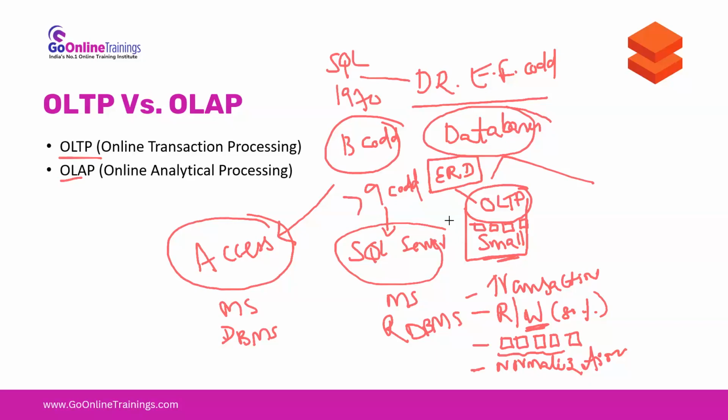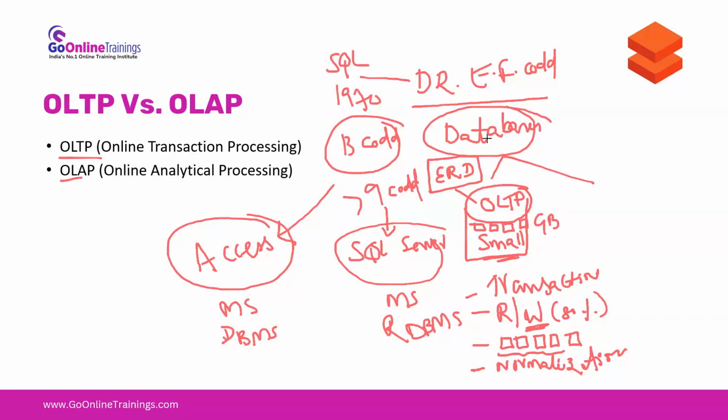Clear? So end users are connected to the PhonePe application, and PhonePe is going to store the data. OLTP refers to a database. It may be an Oracle database or a SQL Server database. The database will be very, very small, maybe in GBs. Am I clear?